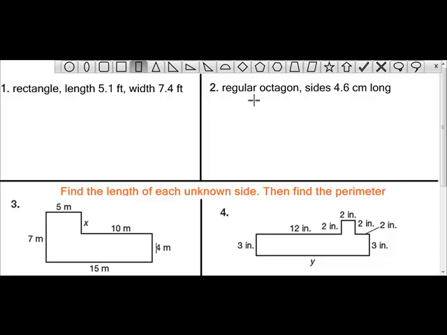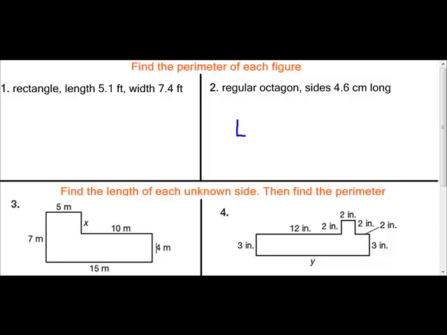Instead of drawing this one, here's what I'm going to do. I'm going to take what I know. I know a square has 4 sides, and all sides are equal, so I can say perimeter equals 4 times s. Well, this is an octagon, and it has 8 sides, and I know that they are all the same size, so I can say it is 8 times s, so perimeter equals 8 times 4.6. And if I solve that, then I have my perimeter.